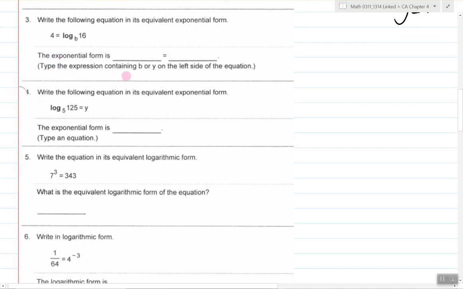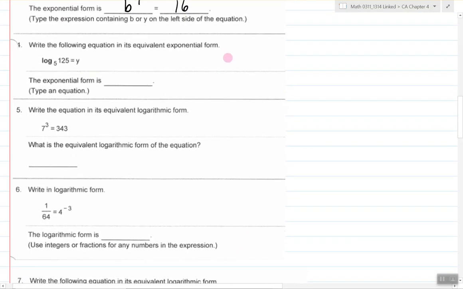Let's see, type the expression containing b or y on the left side of the equation. Okay, well, I'm not sure why they wrote it in such a weird form, but we will do it. I'm going to start with base b is equal to, b to the fourth power. B to the exponent, remember the exponent is what a logarithm is equal to, is equal to 16. Okay, I guess that's what it wanted.